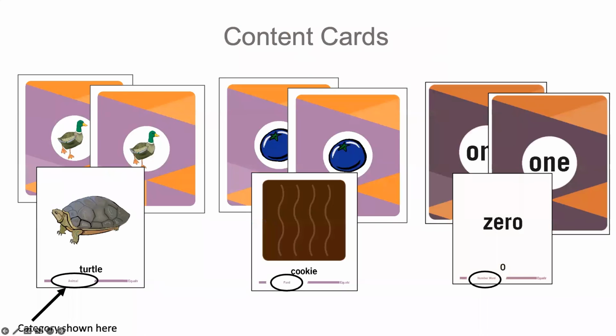Begin organizing your cards by organizing your content cards by category. As a reminder, content cards will have a category picture on the back of the card and the name of the category on the front.